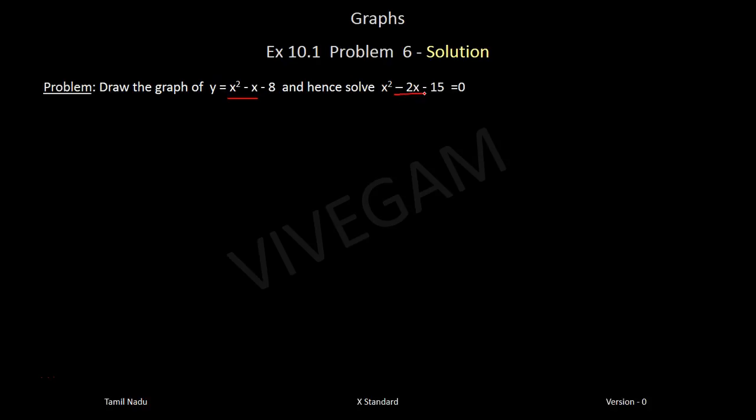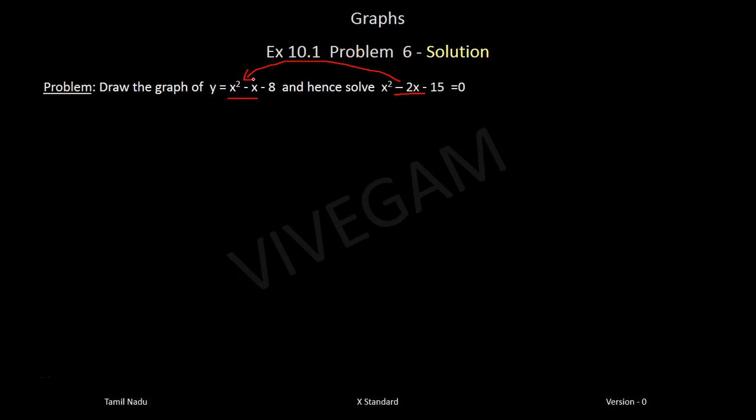As I have been telling in the past, if they give us only this equation and asking us to solve, then all we need to do is take this as y equal to x square minus 2x minus 15 and draw the graph of that equation. And that graph will cut the x-axis at 2 points, and those 2 points are the solution for the given equation. But here they are asking us to draw the graph of this, and using this graph we'll have to solve this. So the trick is we'll have to write this equation in terms of this equation.